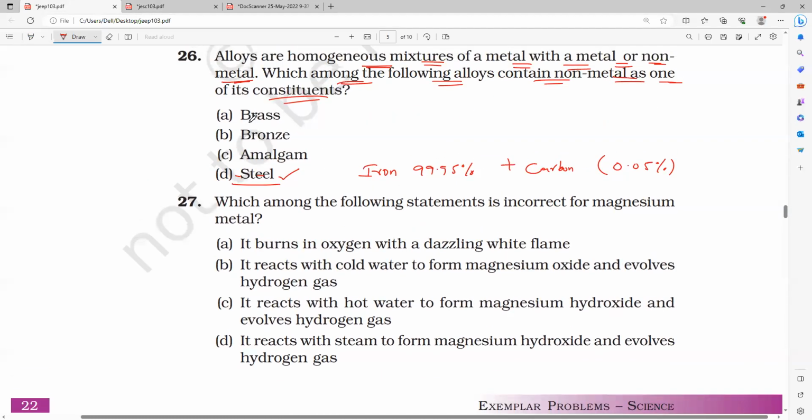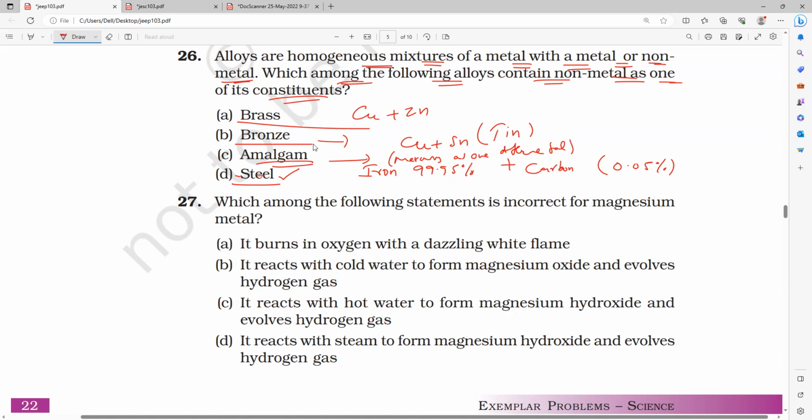Next, let me write brass and bronze also. We all know brass. Brass is what? Copper and zinc. Copper with tin, Sn, is bronze. Amalgam. Amalgam is what? We all know. Amalgam is an alloy in which mercury is the main thing. Mercury as one of the metals.